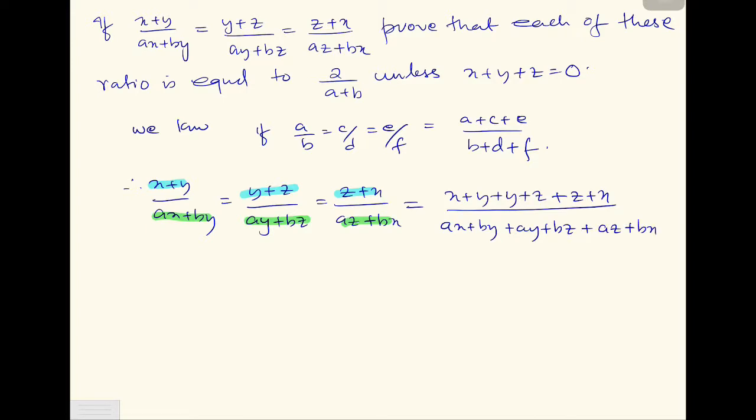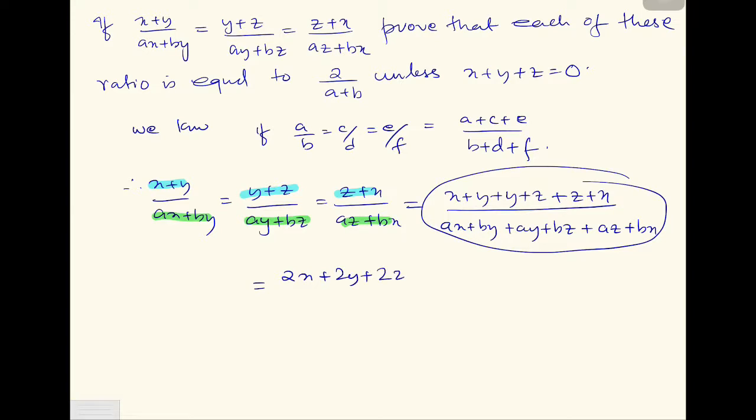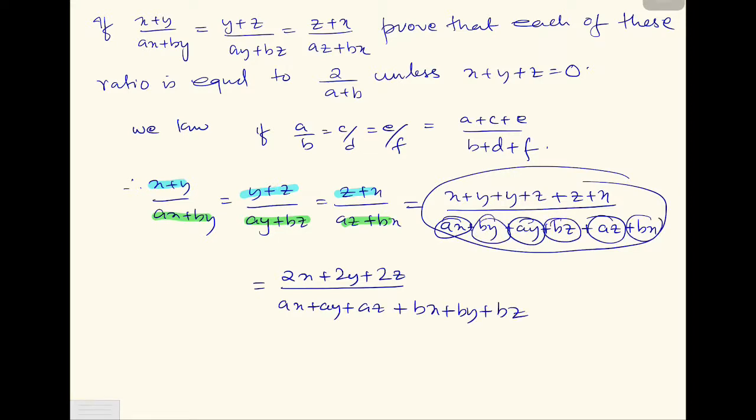So let's add it up. What do I get here? Let's continue. That would give me this part. I'm just doing this part. That would give me 2x plus 2y plus 2z, and in the denominator, interestingly, I have these three things together, a, so I will write them together, ax plus ay plus az, and the b ones together, bx plus by plus bz. Check this out here, by, bz, bx.